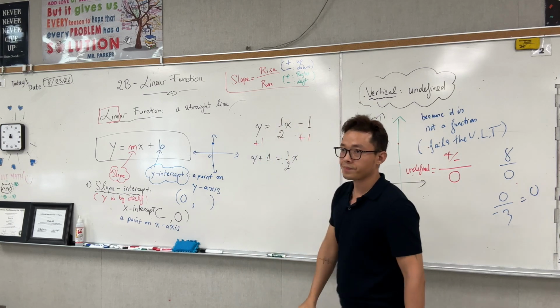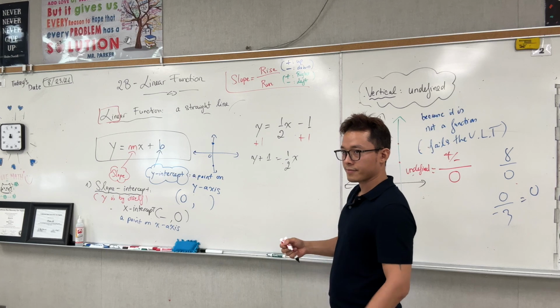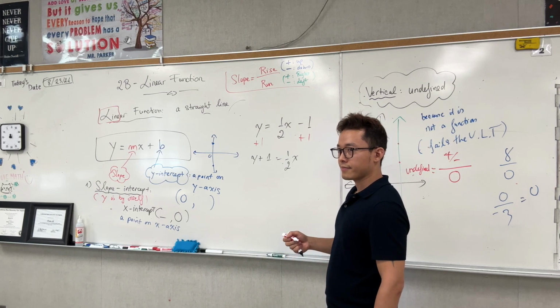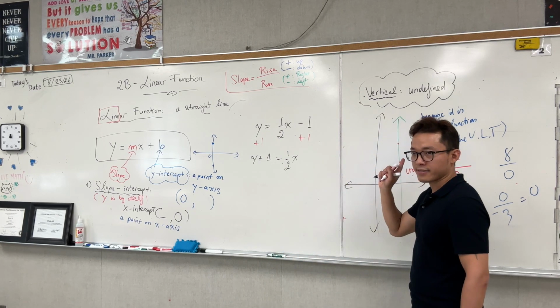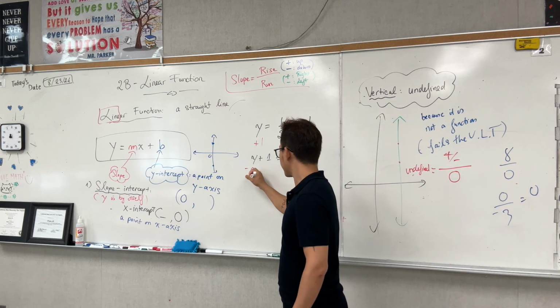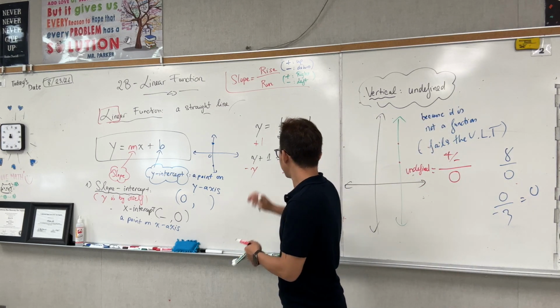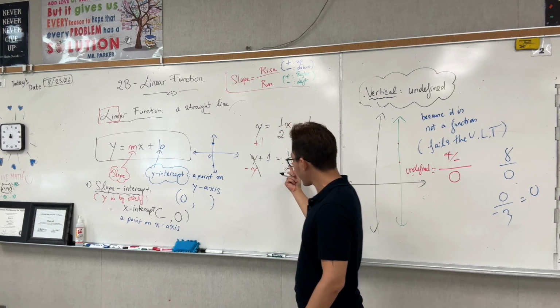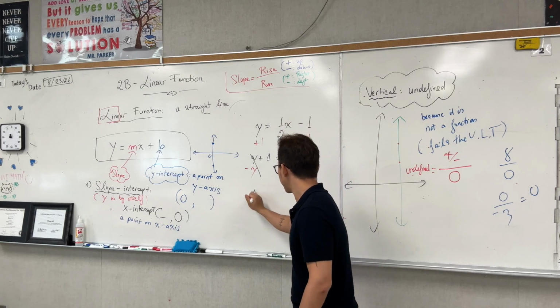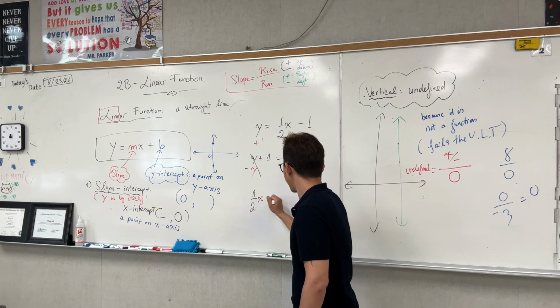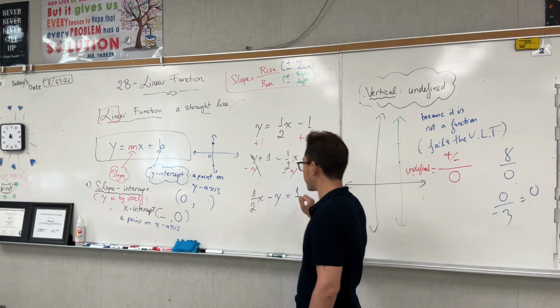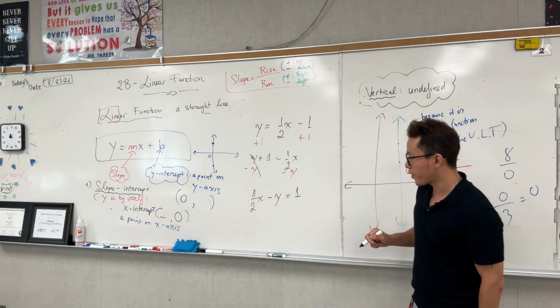What next? I want x and y on one side. Minus y, that's it. So this is gone. I like to have the letters on the left, so I'm going to write it like this: 1/2 x minus y equal to 1. Yes? Let's give William 1 point.